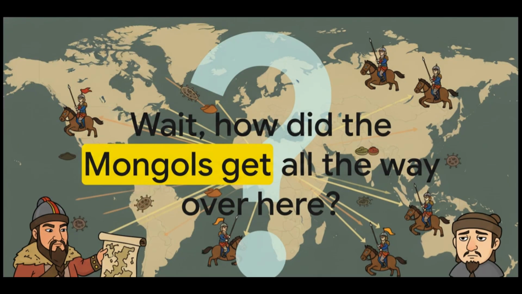But no matter how advanced the civilization was, the world's borders completely shattered when Genghis Khan and the Mongols exploded out of Central Asia. When you map out this era, you literally have to stop and ask, wait, how did they get all the way over here?